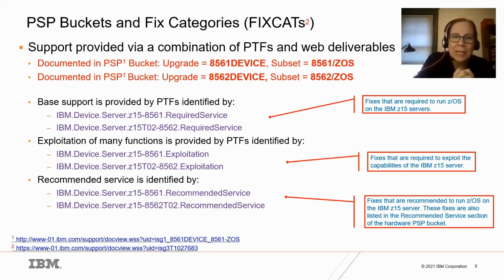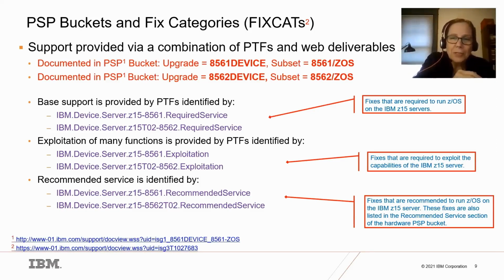Now let's look at the second category, and that's exploitation. That one's easy to understand as well, because if you're going to exploit brand new functions that are present on a Z15 and you want to do that with your z/OS system, you would need PTFs identified with the exploitation fix category so that you could have those installed before you did that exploitation.